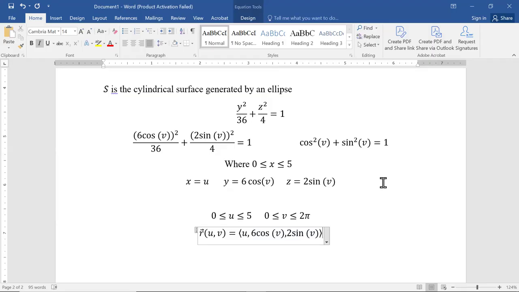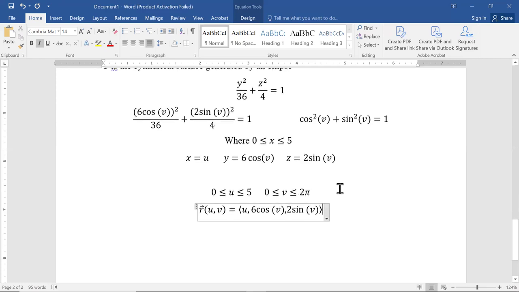And that shows you that parameterizations, just like when we were dealing with parameterizing a curve in space, parameterizations of surfaces are not unique. There's lots of different parameterizations of surfaces. But there it is. There is the one that we've created.